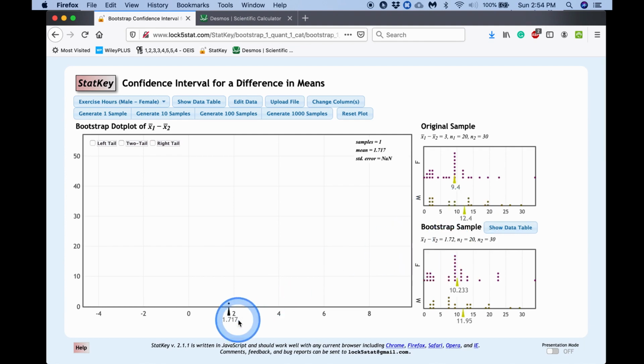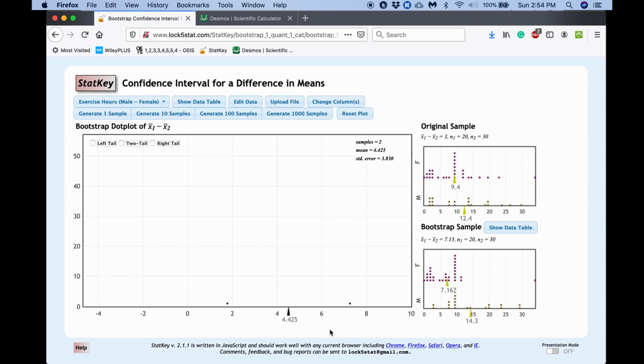That 1.72 is then graphed over here as a dot, and each time we generate a new sample, it's pulling down 30 dots for the women with replacement, 20 of these dots for men, again with replacement. The sample means are being calculated, and the differences in the sample means are being plotted. So this is a fairly large difference. These two samples differ by 7.13. You can see what's going to go on. This kind of procedure can go on and on and on.